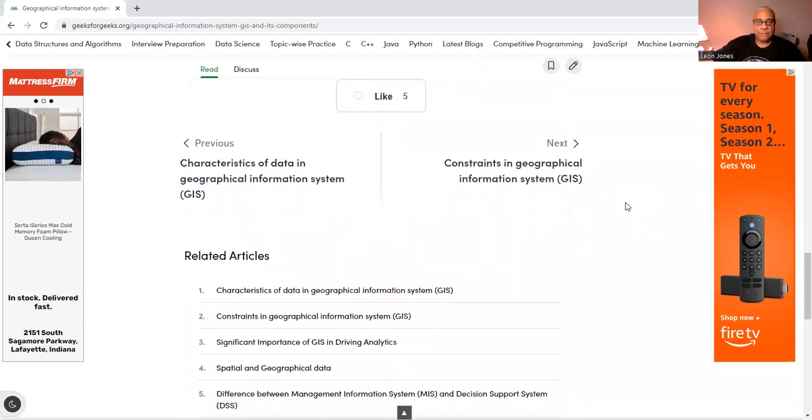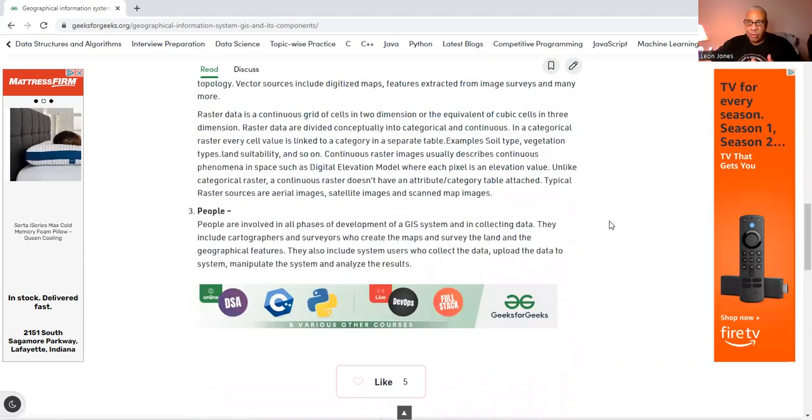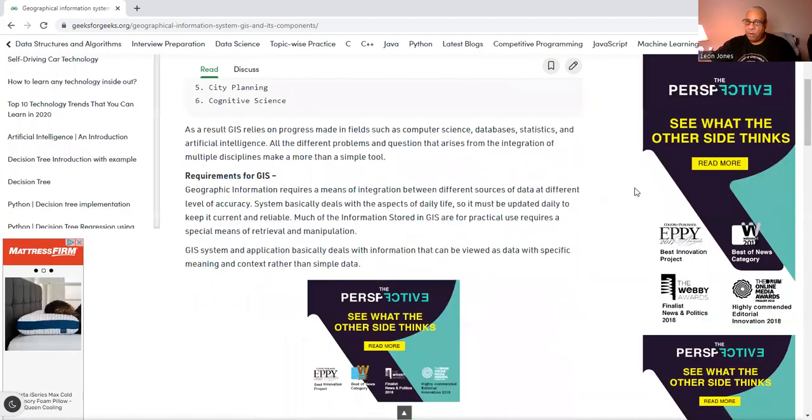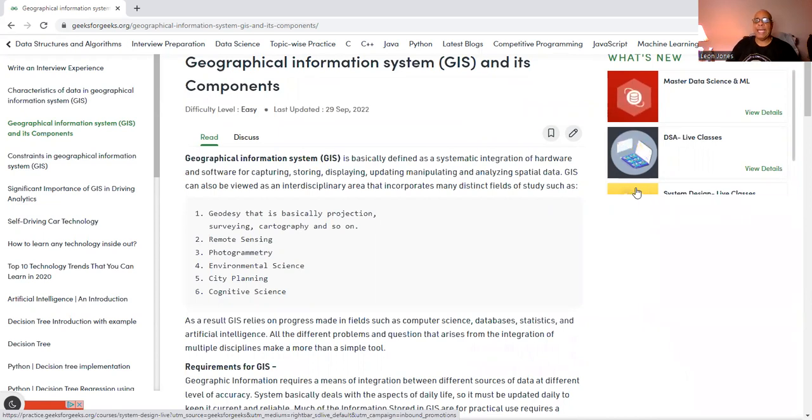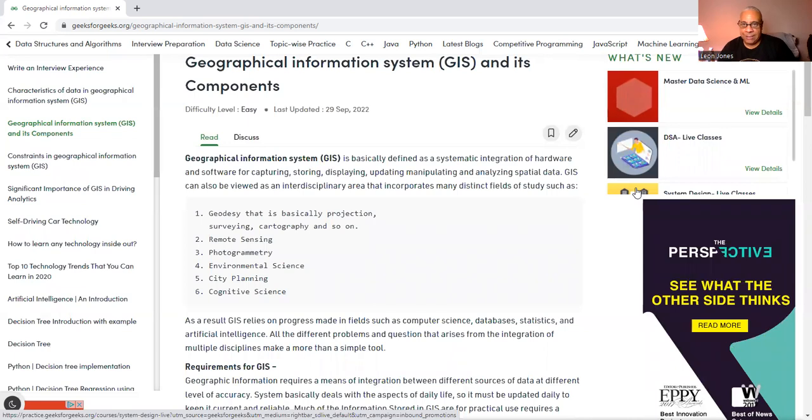So basically, when we deal overall with geographical information systems, I'm just going to tell you again, it's basically defined as a systematic integration of software and hardware for capturing, storing, displaying, updating, manipulating and analyzing data. Again, the geographical information system is basically defined as a systematic integration of software and hardware that's used for capturing, storing, displaying, updating, manipulating, and analyzing spatial data.